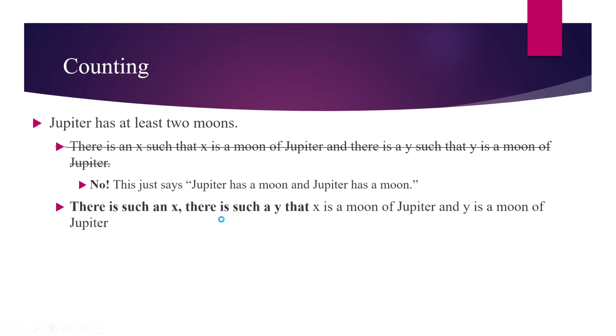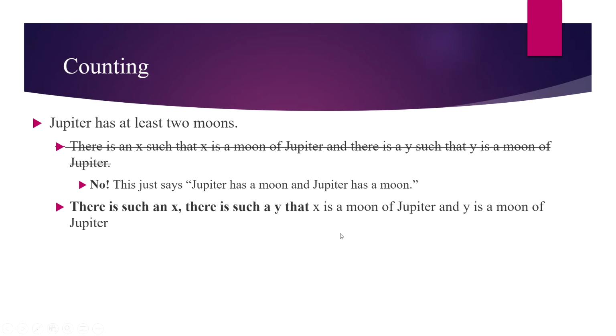So now we're going to change the structure a little bit, and we're going to put the existentials together on the conjunction, right? There is such an X, there is such a Y, that X is a moon of Jupiter and Y is a moon of Jupiter. Now this by itself doesn't fix the problem, right? We still could say, all right, there is some X, find that X, it's a moon of Jupiter, and then we could pick out the same individual thing such that there's a Y that Y is a moon of Jupiter.